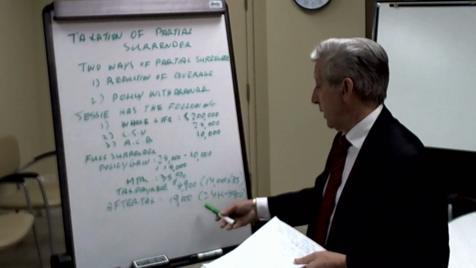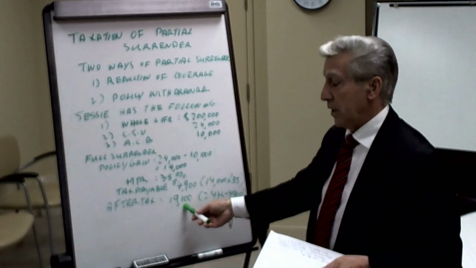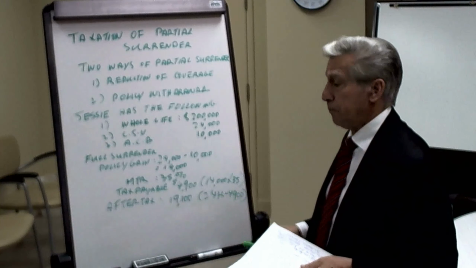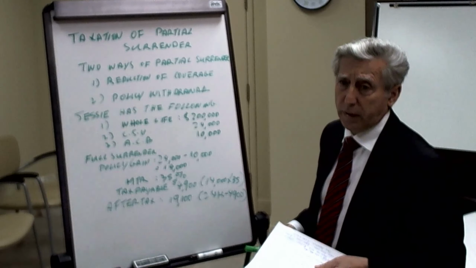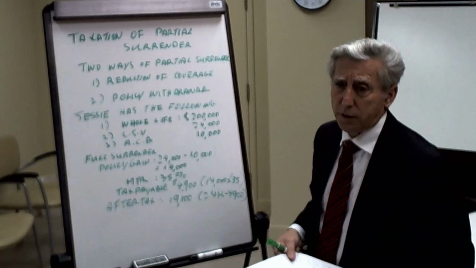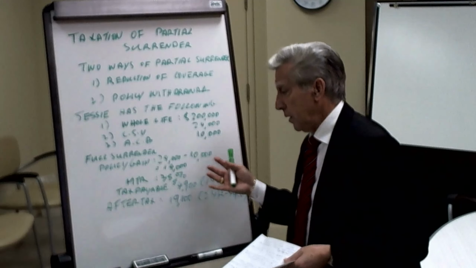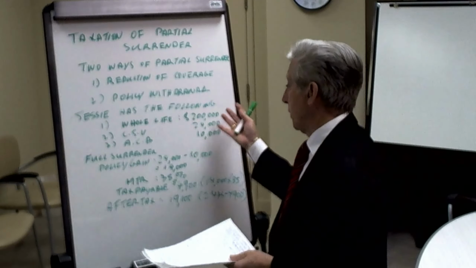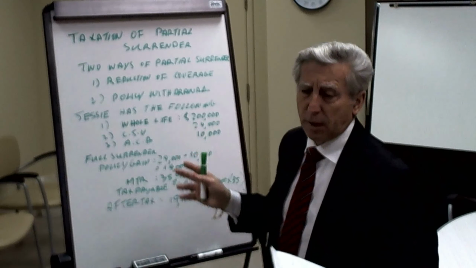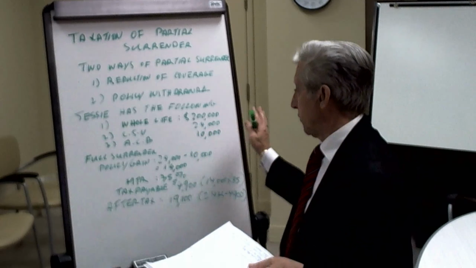So what she keeps in her pocket when she fully surrenders is $19,100, which is of course the $24,000 minus the $4,900 that she had to pay in taxes. Okay, so that's on full surrender. Now the problem with that, of course, is that the $200,000 is gone. Once that check is cut, and that person dies the day after, the $200,000 is gone.